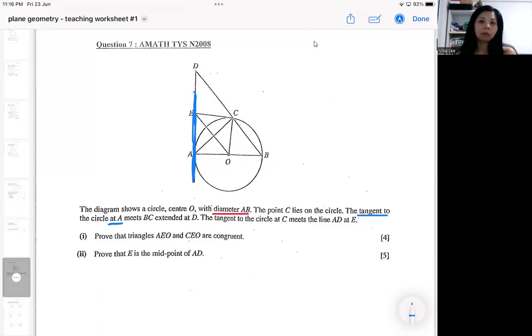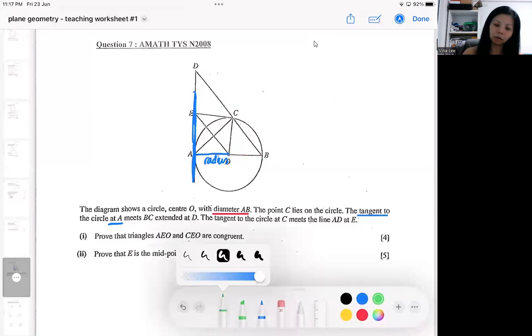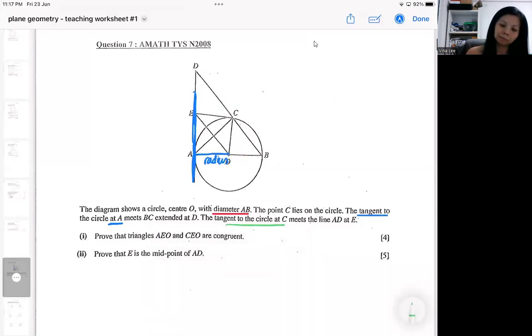If you flip back, you realize that tangent can be perpendicular to the radius. And tangent sometimes, if there are two tangents, in this case we have two tangents here. There's another tangent at C. So this one actually becomes the tangent from an external point. Do you still remember tangent from an external point? These two are the same length.